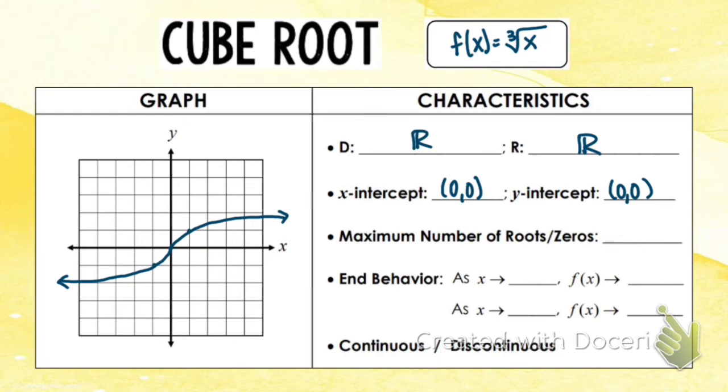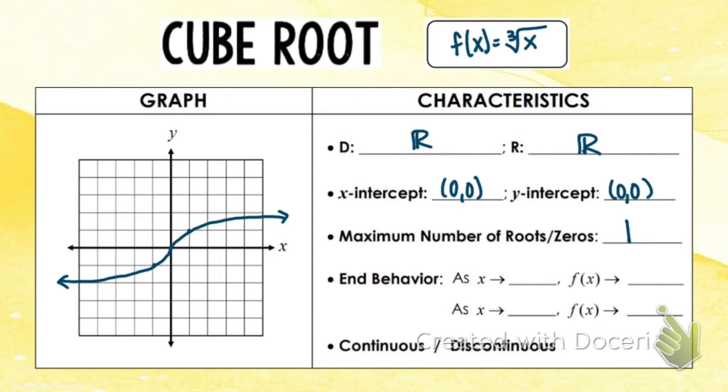The maximum number of zeros or roots is going to be 1. Because let's say that this one curves like it did before. Well, you still are only going to get one x-intercept, and you're just going to have multiple y-intercepts.